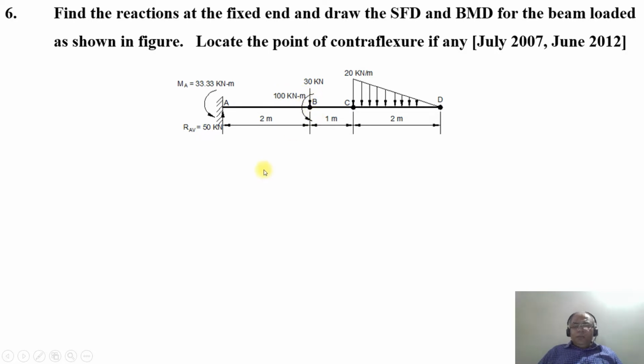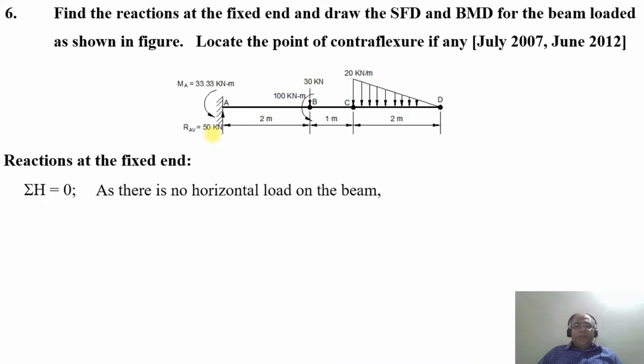Now, first we are going to find the reactions at the fixed end. At the fixed end, we have the horizontal reaction, the vertical reaction, and the reactive moment, all three. First we consider sigma H. As there is no horizontal load acting on the beam, naturally RAH will be equal to 0. Now, for the vertical reaction RAV, sigma V will be equal to 0.